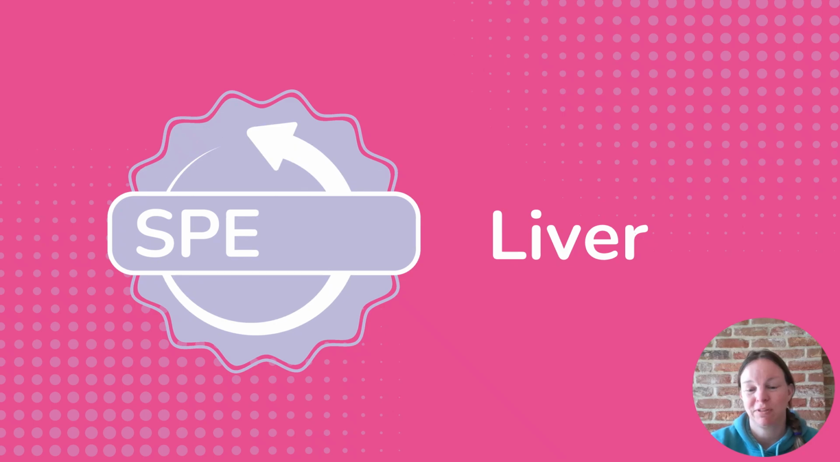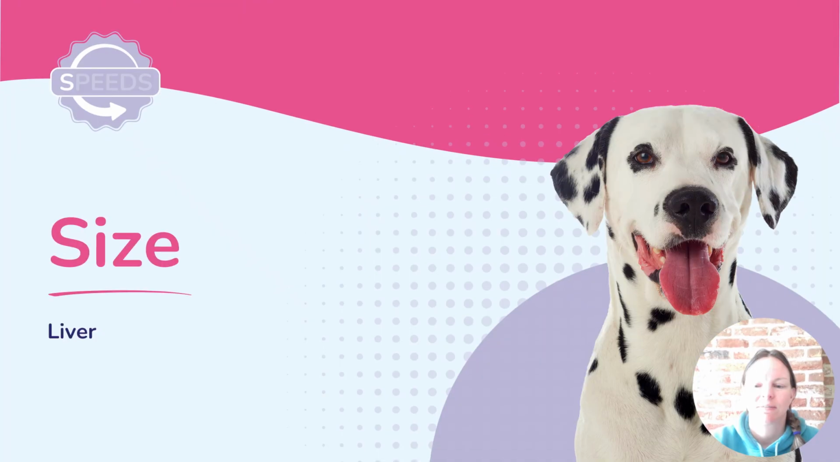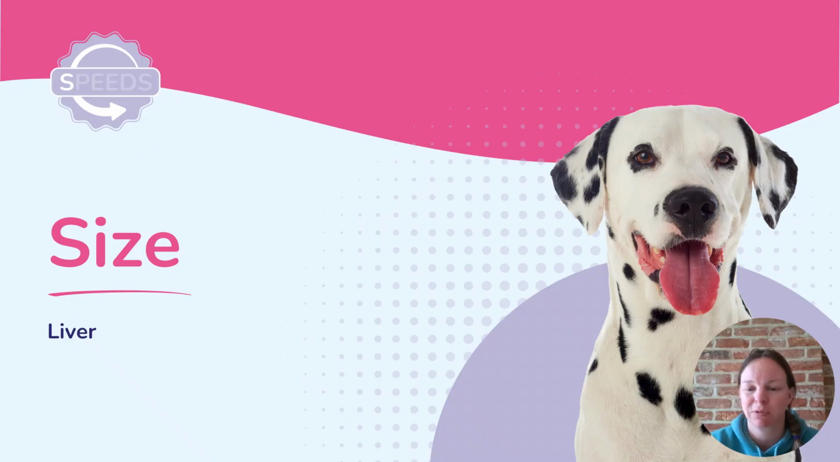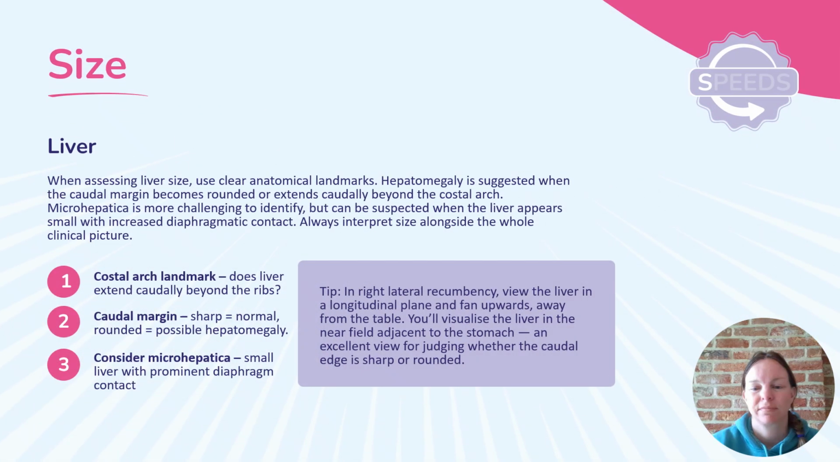Hello and welcome to this edition of SPEEDS. This month we'll be focusing on the liver. So we'll start with our first letter S, which stands for size and shape, and we'll start with size. So how can we judge the size of the liver, and what does it mean if it's too big or too small? When we're assessing the liver size, we need to be thinking about our anatomical landmarks.